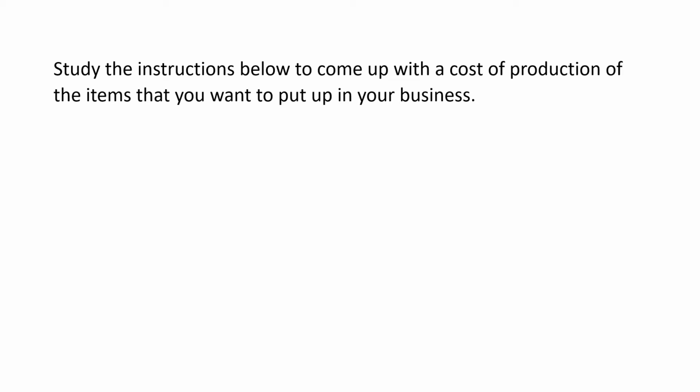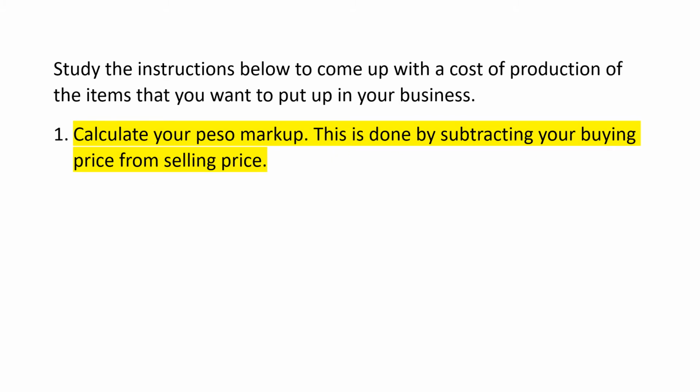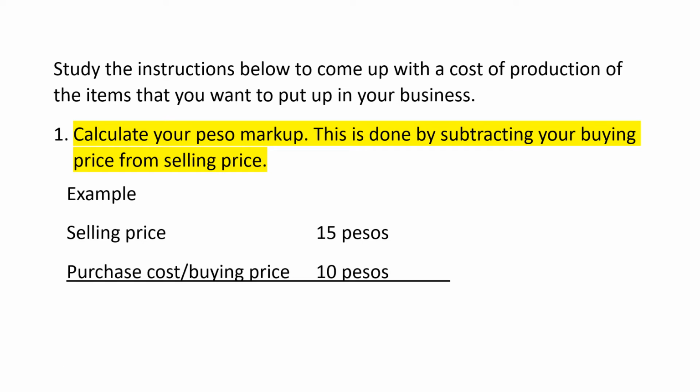Study the instructions below to come up with a cost of production of the items that you want to put up in your business. Number 1. Calculate your peso markup. This is done by subtracting your buying price from selling price. For example, your selling price is 15 pesos. Your purchase cost or buying price is 10 pesos. Therefore, your peso markup is 5 pesos.